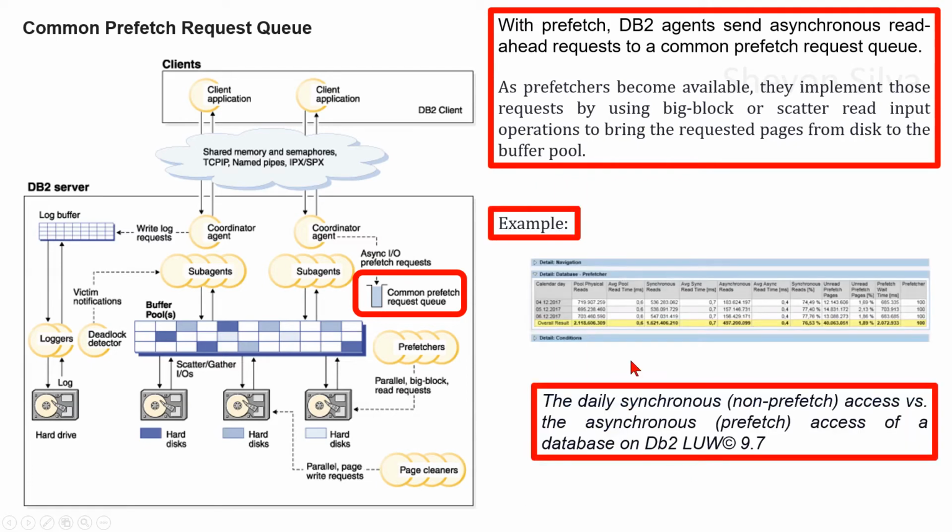As an example, here we can consider the synchronized non-prefetch access versus the asynchronous prefetch access of a database on DB2 Linux Unix Windows 9.7. Here you can see synchronized reads, and here you can see asynchronous reads.